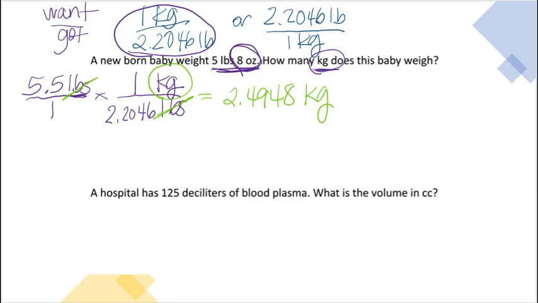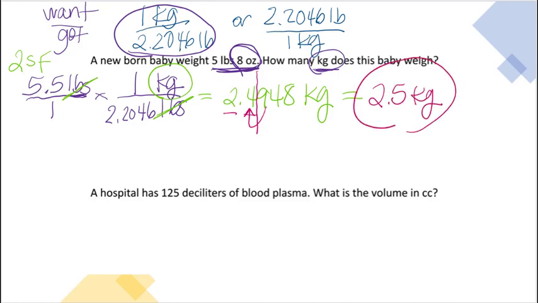Now I need to look at significant figures. I started with 2 significant figures, so I need to end with 2 significant figures. And if I look at 1, this would be 1, this would be 2, so I'm going to draw a line after that, and that 9 will make that 4 go up to a 5. So 2.5 kilograms, and we'll circle our answer. That's how much this baby would weigh.